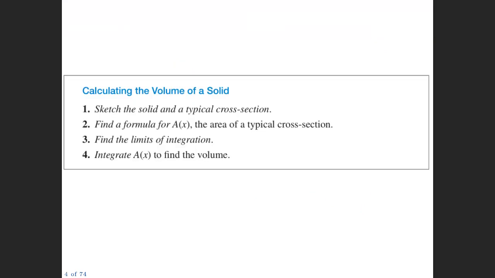The textbook suggests that we solve the following problems like this. Step 1, sketch the solid and a typical cross-section. Step 2, find a formula for A(x). Step 3, find the limits of integration, a and b in the previous picture. And then step 4, do the integration. Let's do a couple of examples.